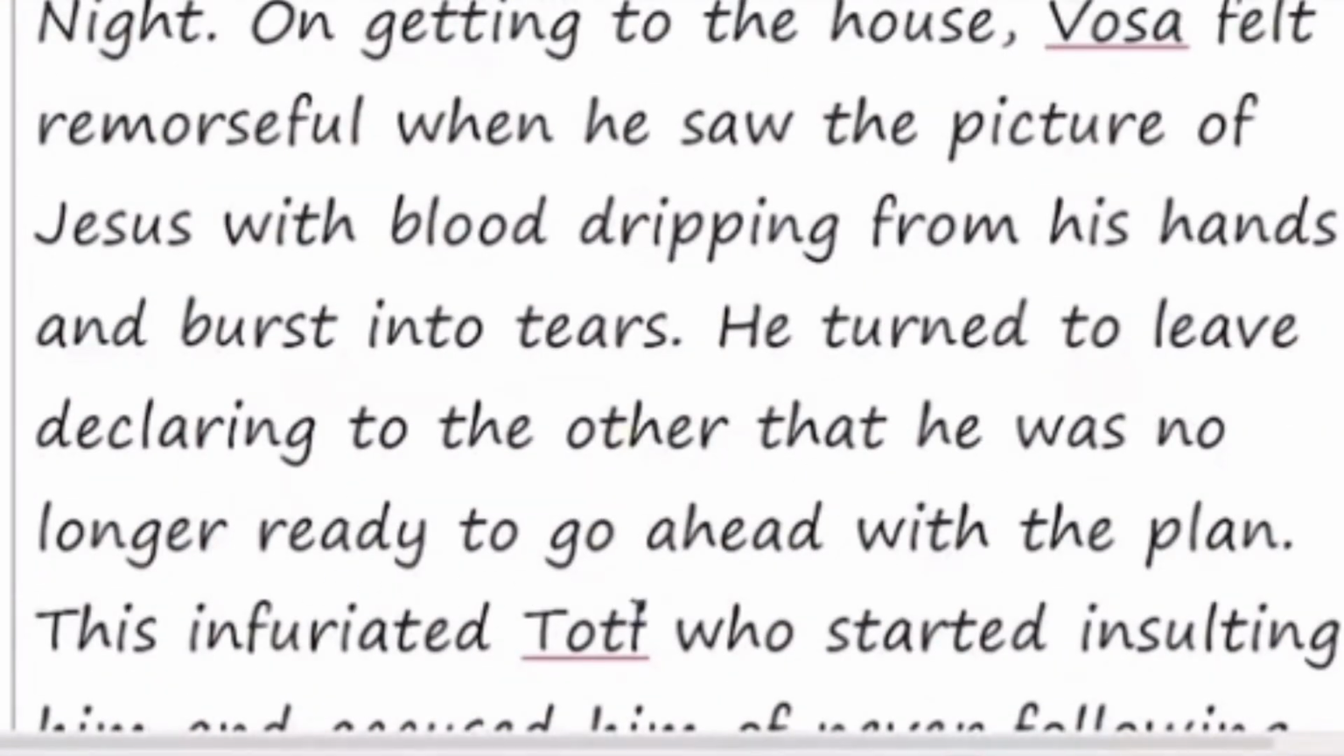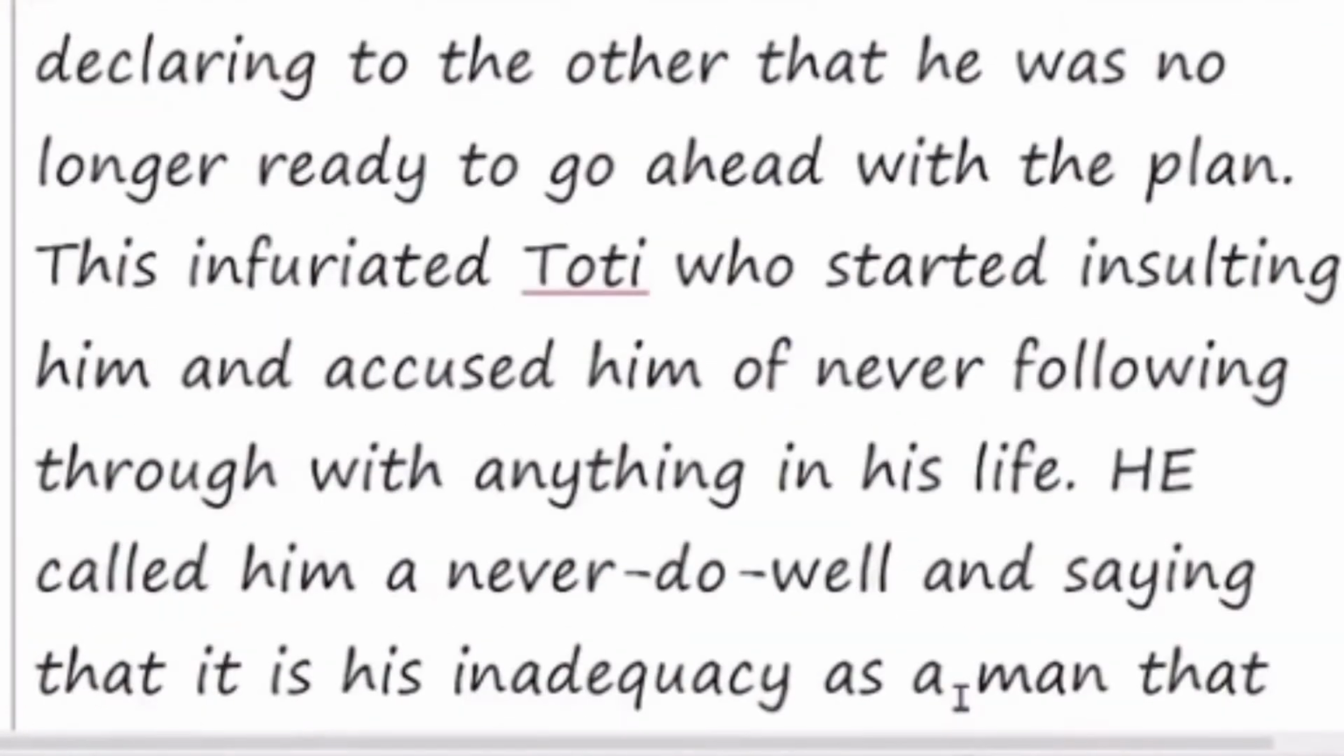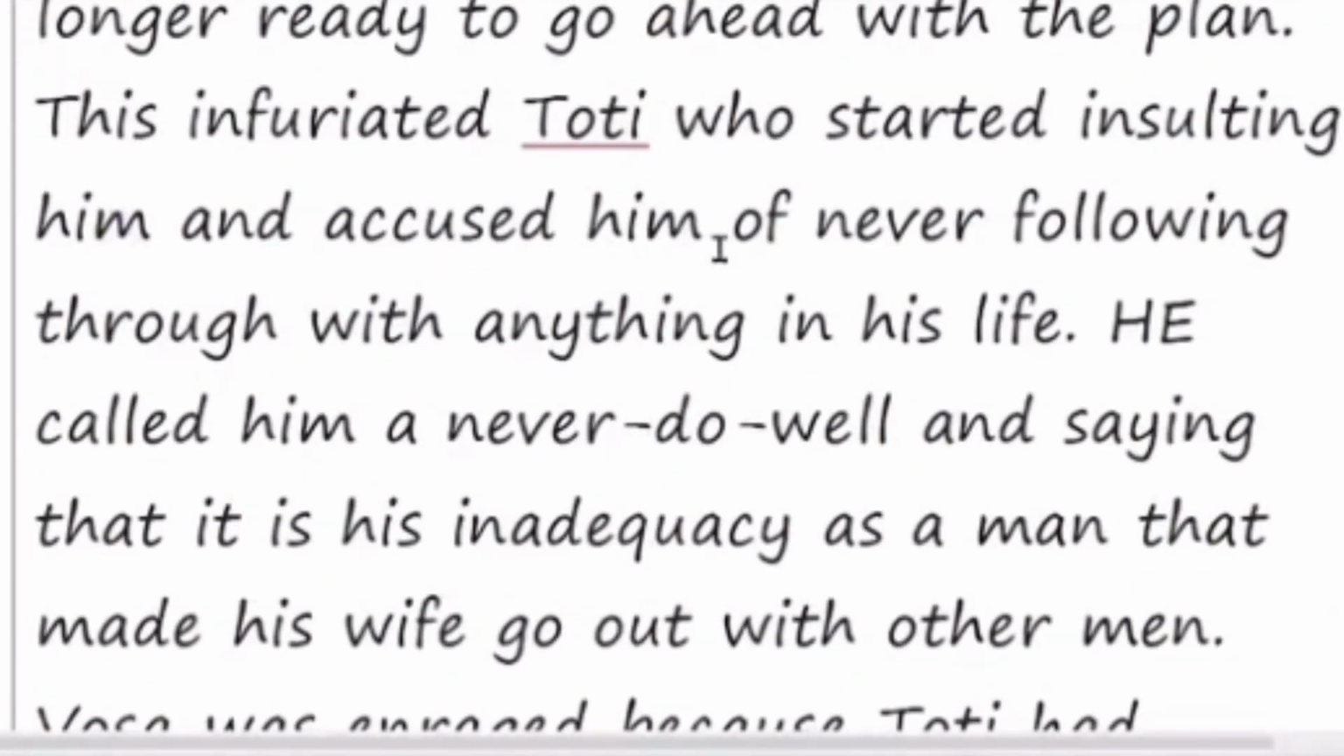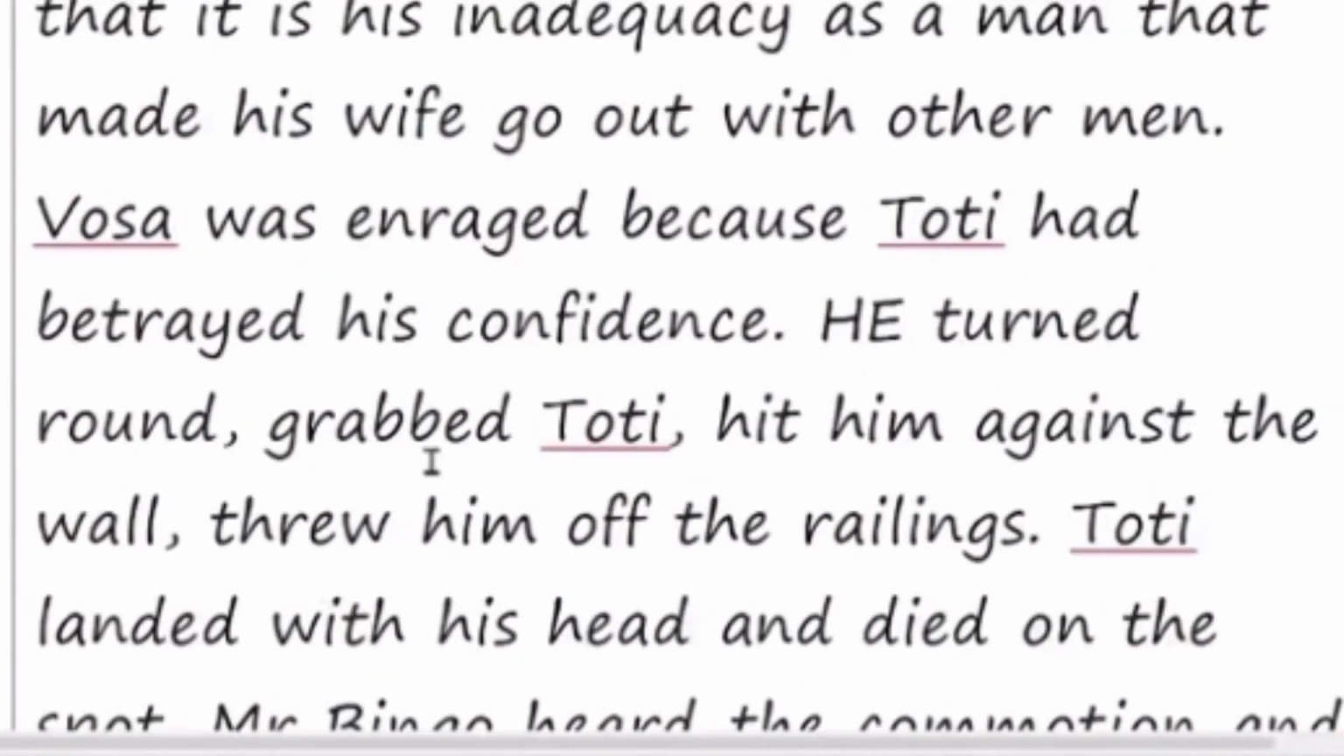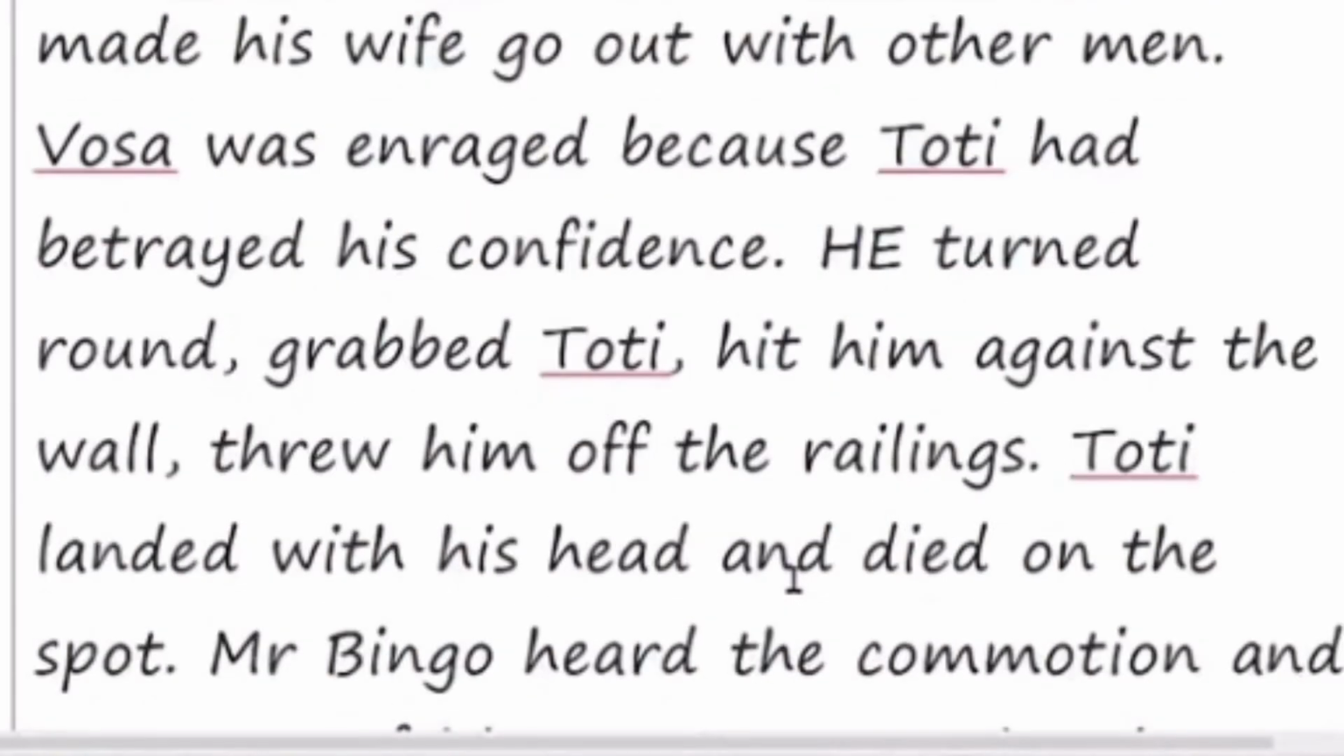This infuriated Toti, who started insulting him and accused him of never following through with anything in his life. He called him a never-do-well and said that it is his inadequacy as a man that made his wife go out with other men. Vosa was enraged because Toti had betrayed his confidence. He turned round, grabbed Toti, hit him against the wall, threw him off the railings. Toti landed on his head and died on the spot.